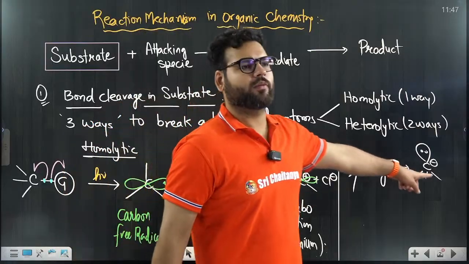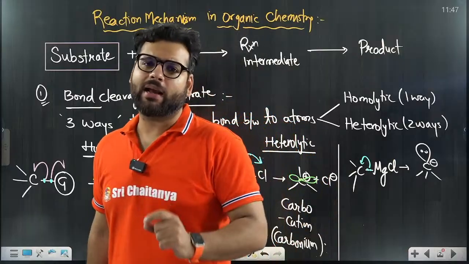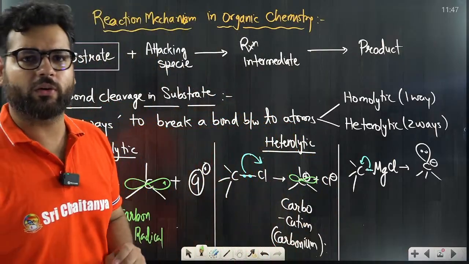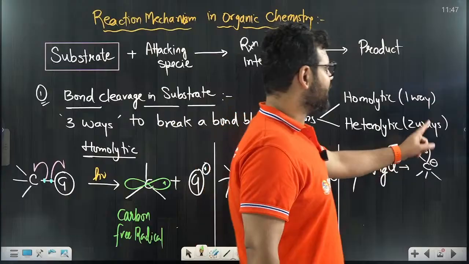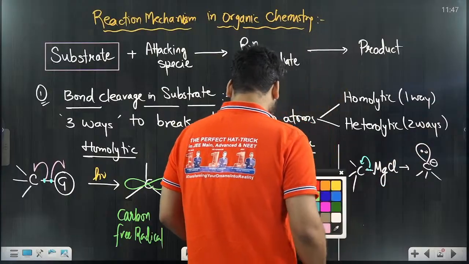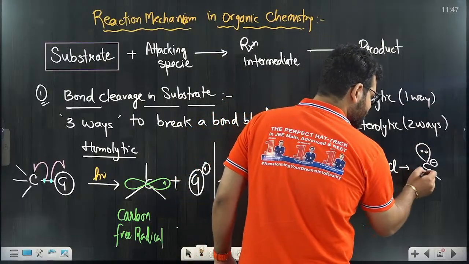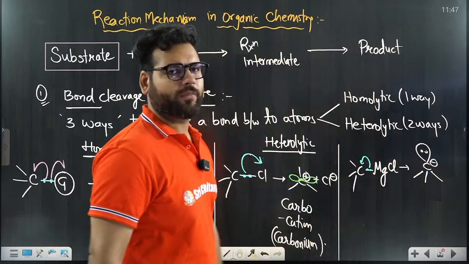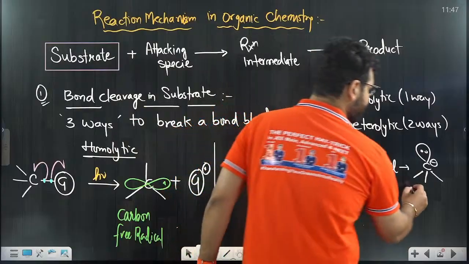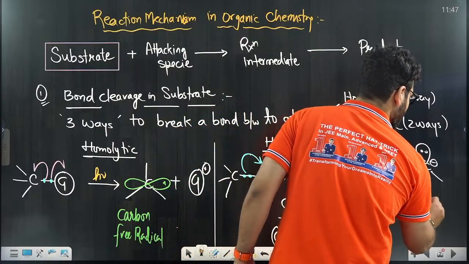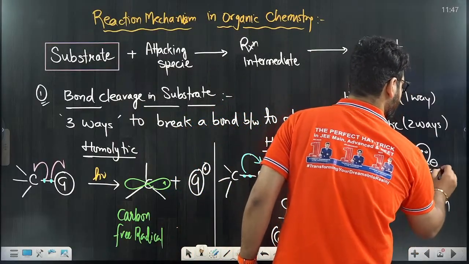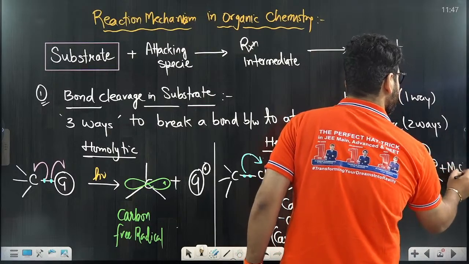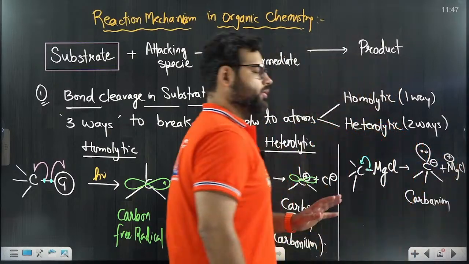carbanion, we call it carbanion, there is no p orbital present. These are all sp3 hybridized orbitals. 3 of the sp3 orbitals are making sigma bonds. 1 of the sp3 orbitals is keeping a lone pair. This is carbanion. MgCl positive goes out. So these are the ones.